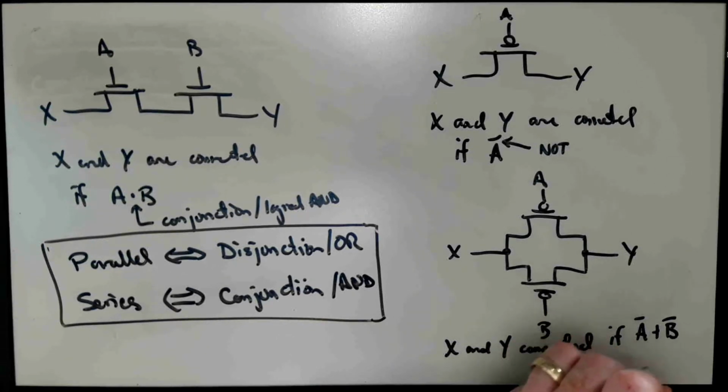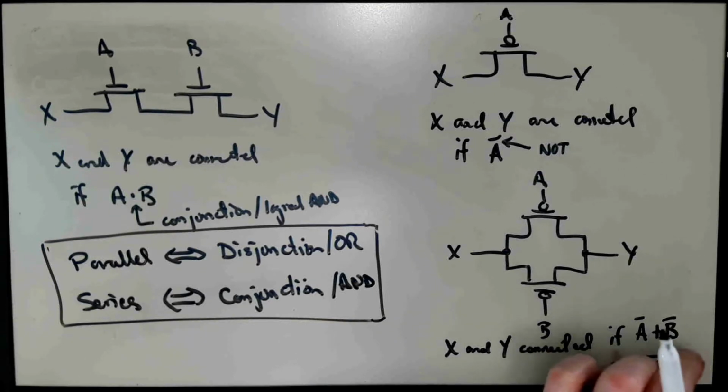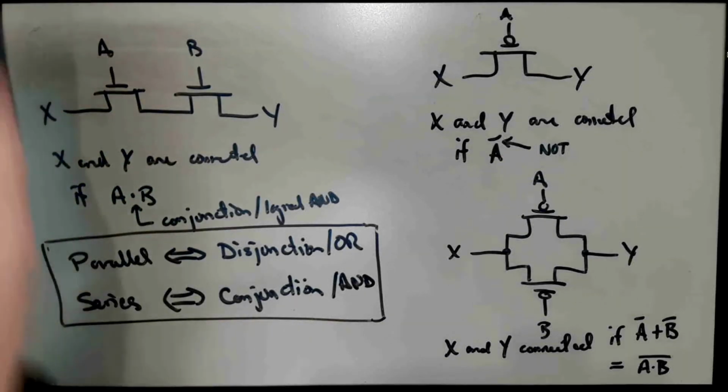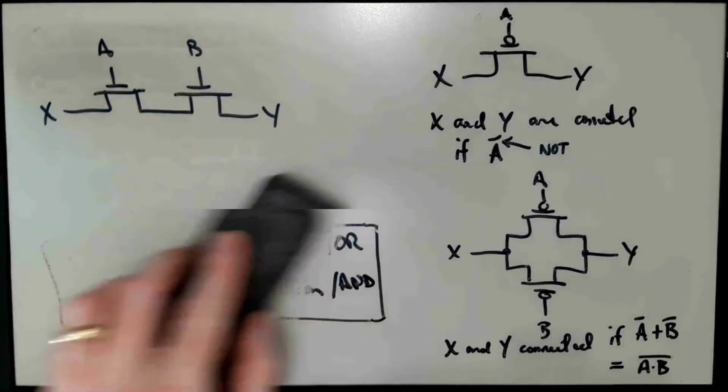which is equivalent to not A and B, A NAND B. One of De Morgan's laws basically says you can take these overbars up one level and change disjunction to conjunction, and so this becomes A NAND B. Okay. What about the series configuration?